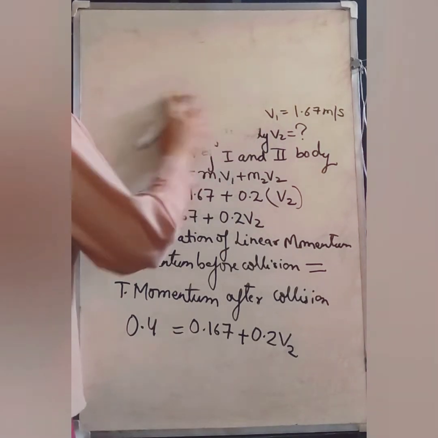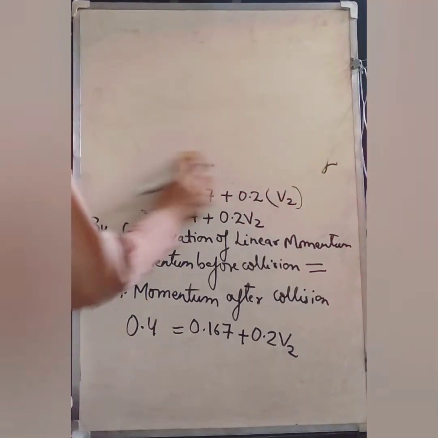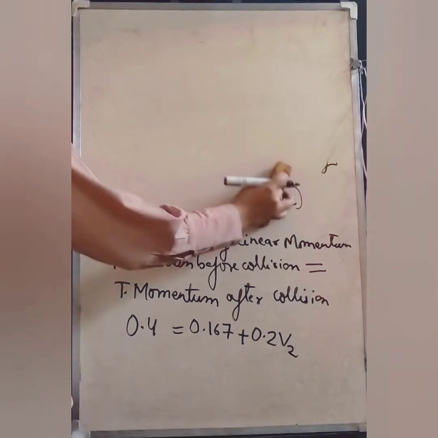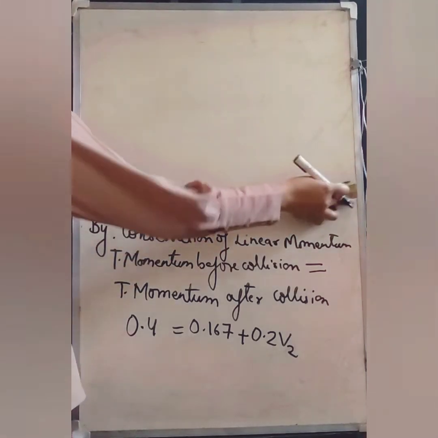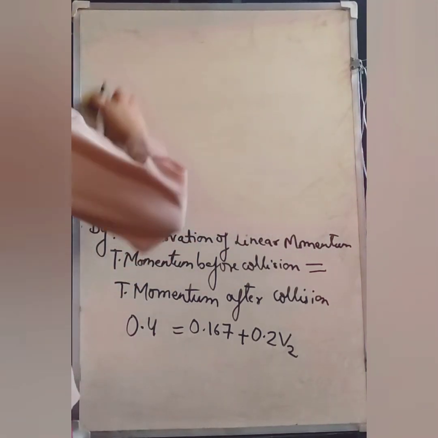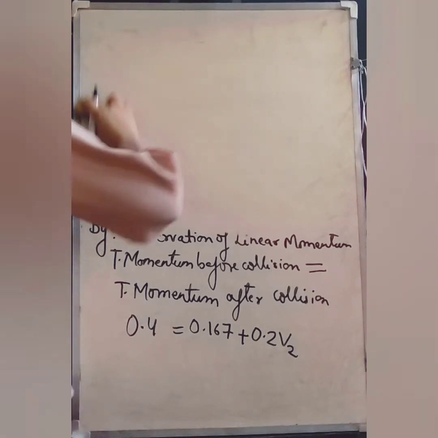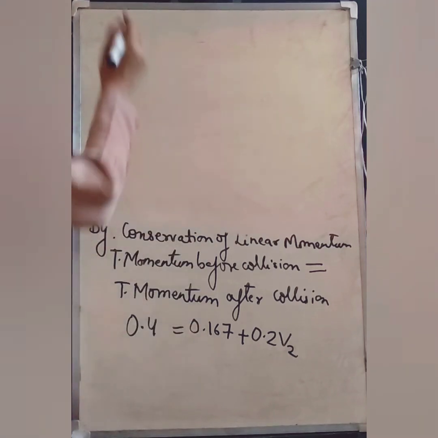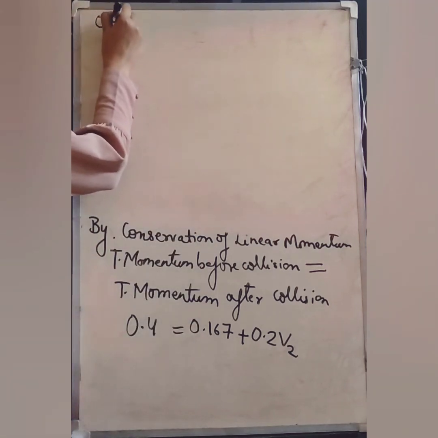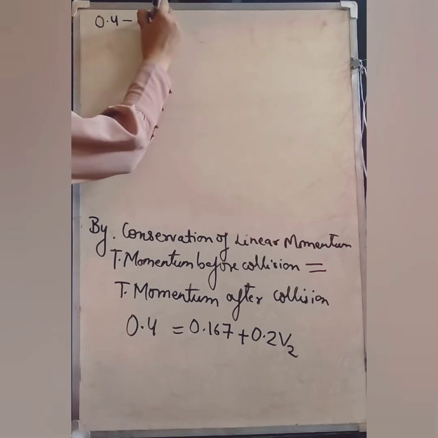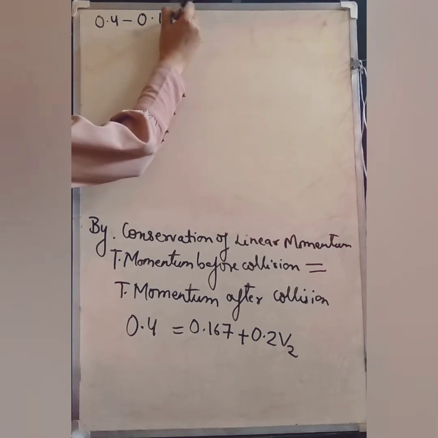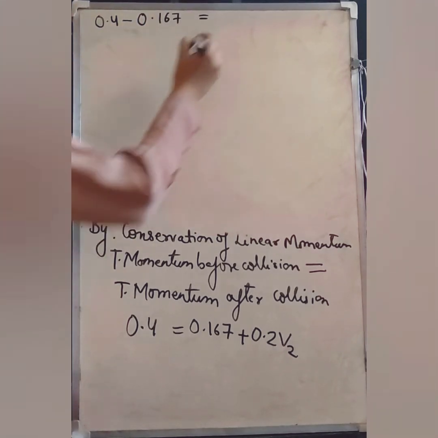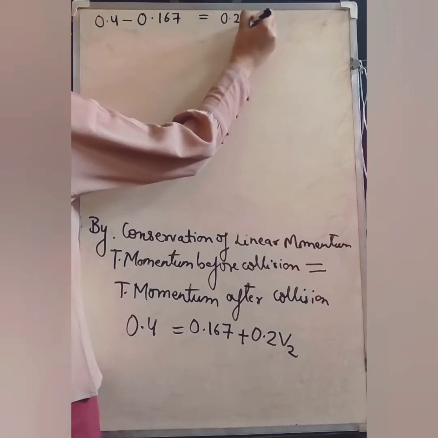Students, these questions on linear momentum are really very easy. Just follow these steps and the principle of conservation of linear momentum, and you will be able to solve this type of questions. So now this value will come here with a minus because here it is plus. So it will be 0.4 minus 0.167 equal to 0.2 v2.